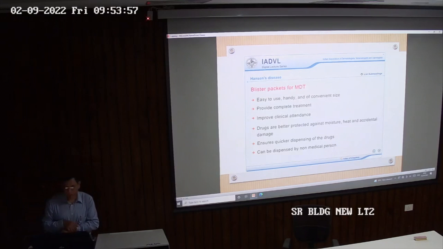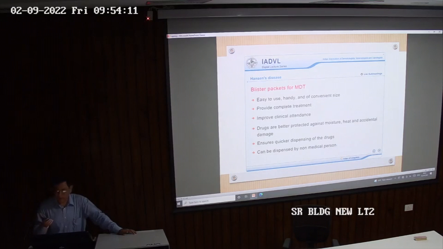So blister packs for MDT. Easy to use, handy, and convenient size, and the patient is able to know how many days he has taken the treatment. It's a blister pack with 30 days. Provide complete treatment. So as if it's similar to the OC pills.